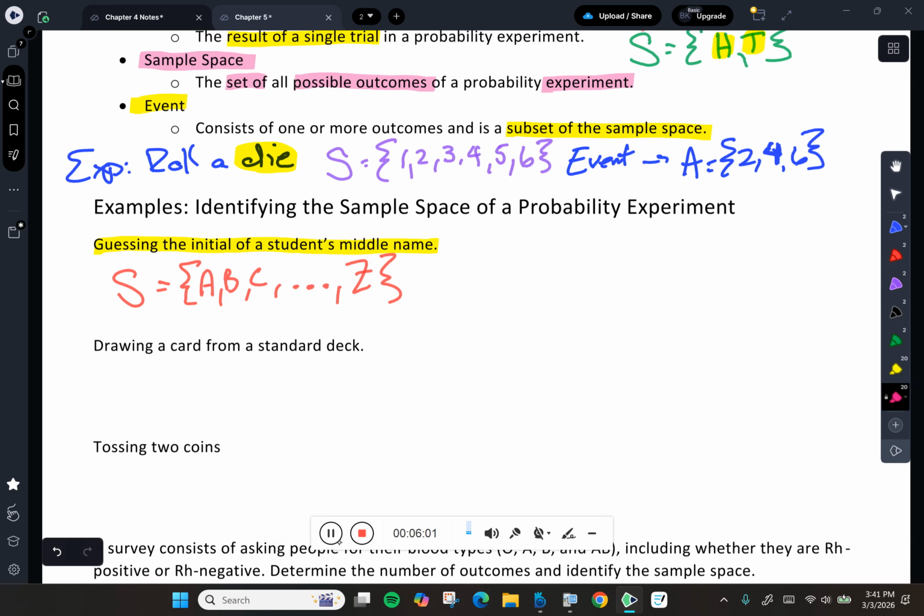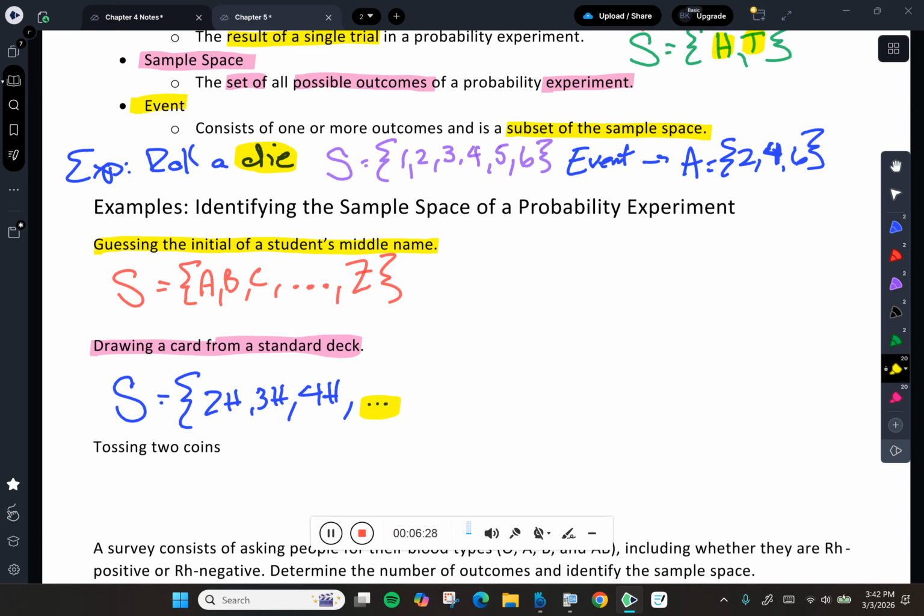What if the experiment was to draw a card from a standard deck? Well, what's the sample space there? Well, if I tried to write it out roster method like this, I would have the 2 of hearts, the 3 of hearts, the 4 of hearts, and so on and so forth. But I don't know that I can do this. I don't know if I can ... a deck of cards away, because dots don't work like that.